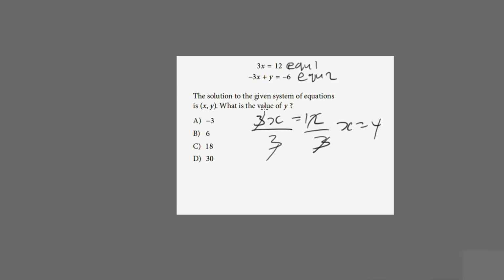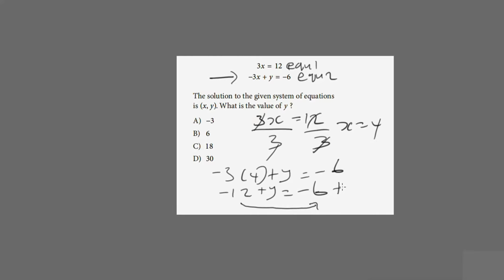Now let's substitute the value of x in this equation 2 we have. So this will give us minus 3 in brackets 4 plus y equals negative 6. So then we have minus 12 plus y equals negative 6. So we want to make y the subject. This negative 12 goes over the equality sign and changes to plus. We're going to have minus 6 plus 12, which gives us positive 6. So the value of y is positive 6, option B. So when x is 4, y is 6, let's check.